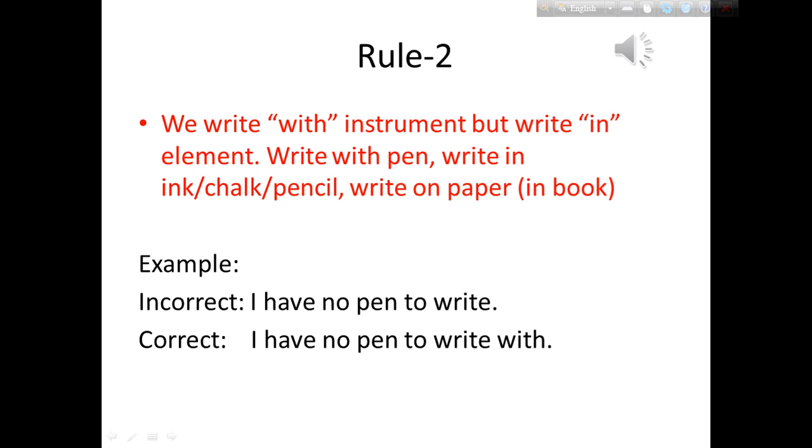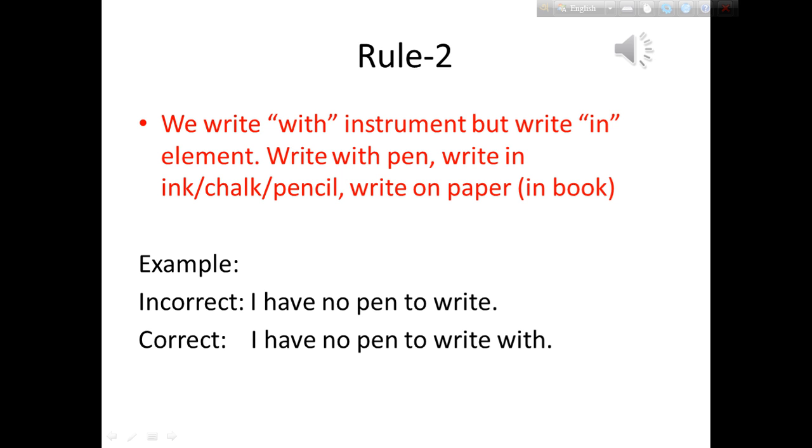Now, rule 2. You just have to memorize these things. That is, we write with instrument but write in element. So, write with pen but write in ink or chalk or pencil. And write on paper, in book. So, this is the rule for you. So, let's see the example now.